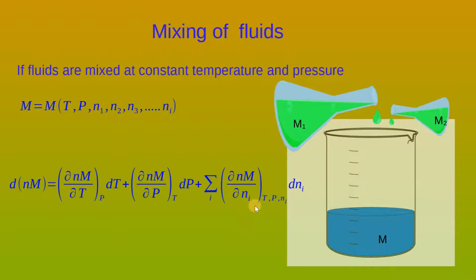The next differential which would follow would be dou NM by dou N2 into dN2 at T, P, Nj constant, where Nj now would be N1, N3, N4 and so on till Ni. So the second differential would be dou NM by dou N2 into dN2, that is the change in property with a small addition of N2 at constant temperature and pressure, holding the other moles constant. Now this summation is written over all the components.